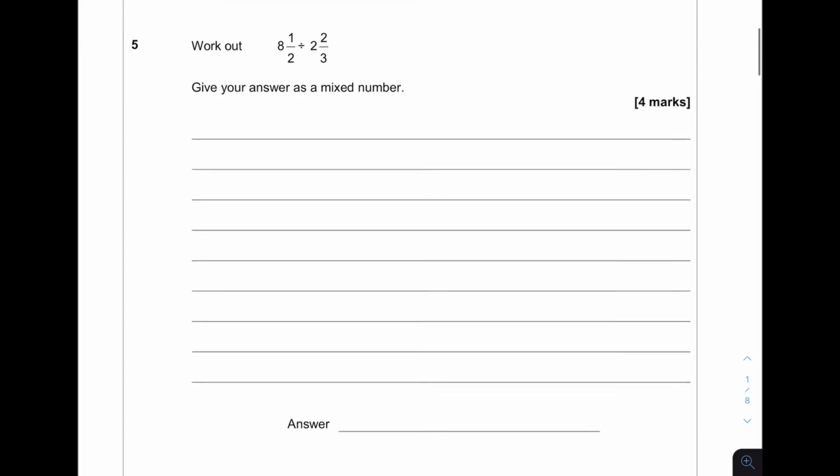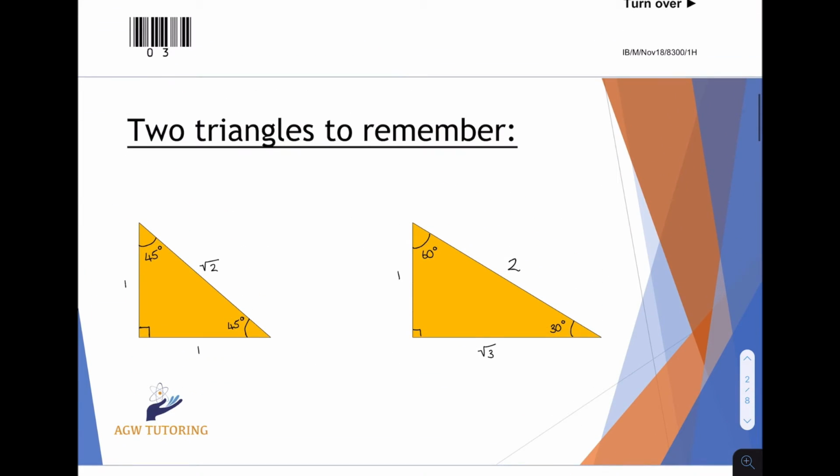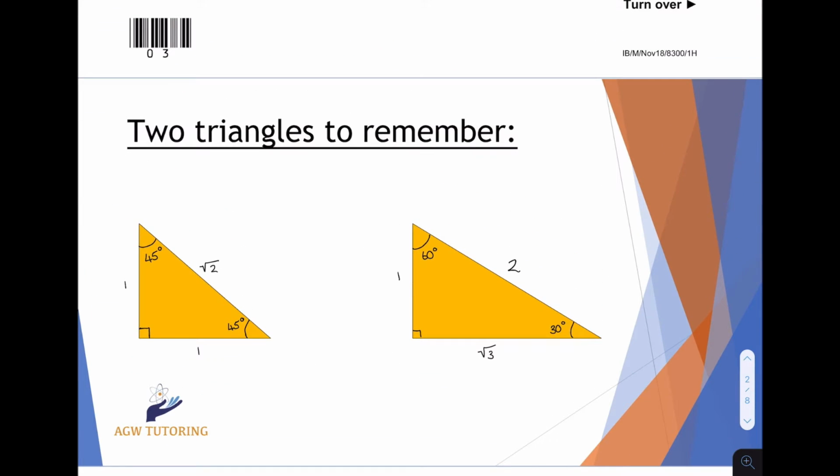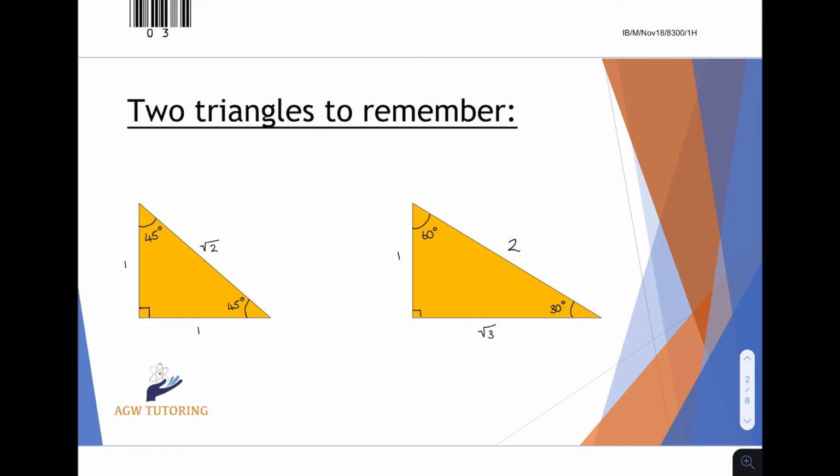So all you have to do is remember these two triangles. So I've got them on screen now if you want to take a screenshot. And using these triangles you can find any cos or sine value of 30, 60 or 45. So in our question we're asked to find the value of cos 30.